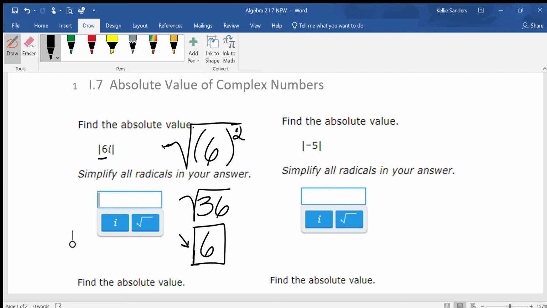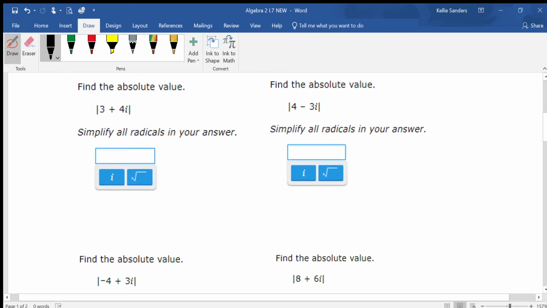Okay? So on this one, when it doesn't have an i, basically you don't have to worry about it anyway, but absolute value just means the positive distance between that number and 0. So if we have negative 5, what's the distance from negative 5 to 0? Positive 5.